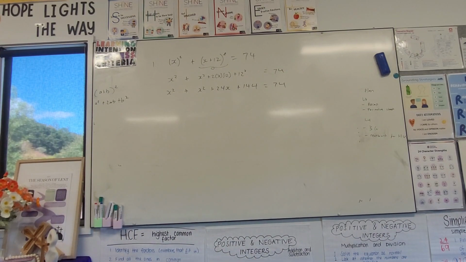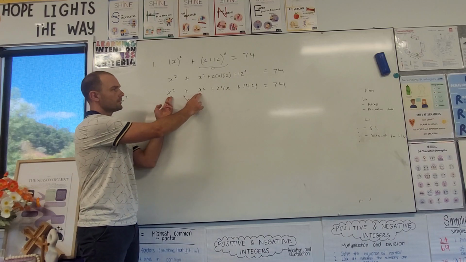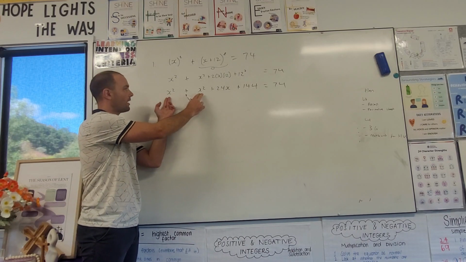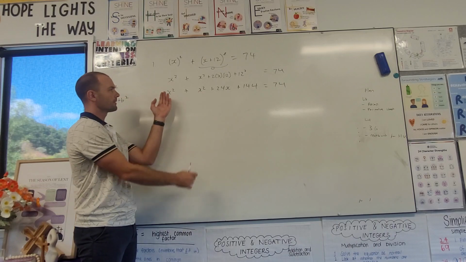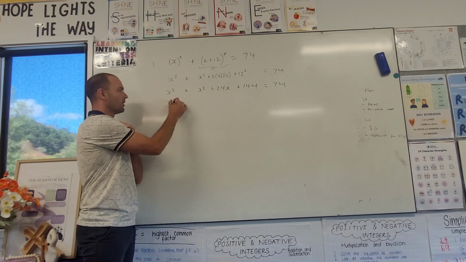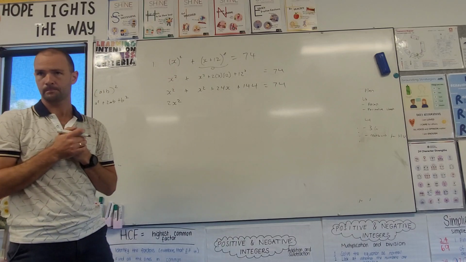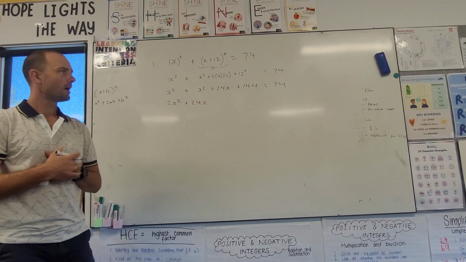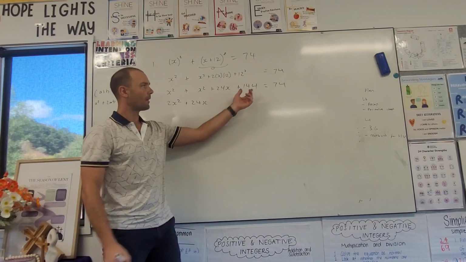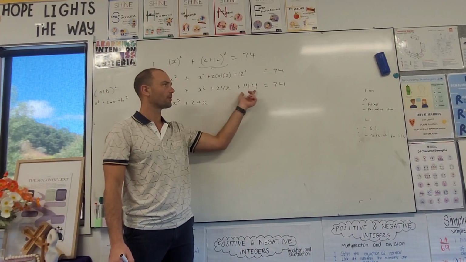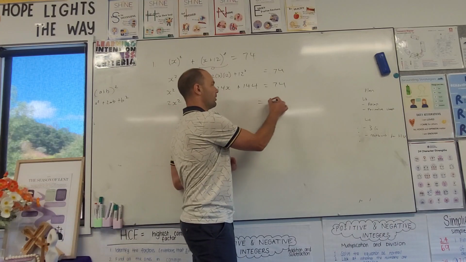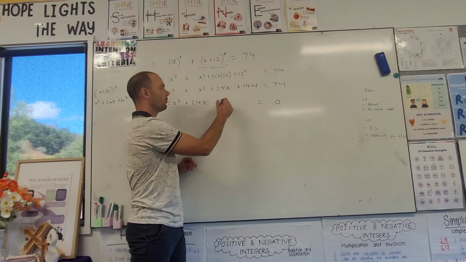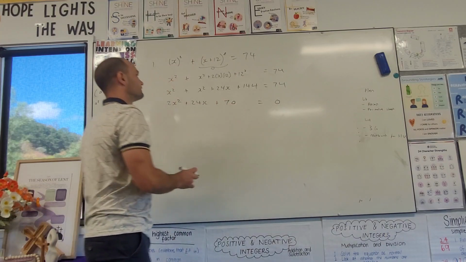Now what we're going to do is start to collect like terms. These two are like terms because they have the same variable. All right, there's both terms of x squared. So I have one lot of x squared plus another lot of x squared. We have two lots of x squared. We have plus 24x plus 144, but we're going to take 74 from both sides as well to move the number over. So that equals 0 over here. 144 take away 74 is going to give me 70.